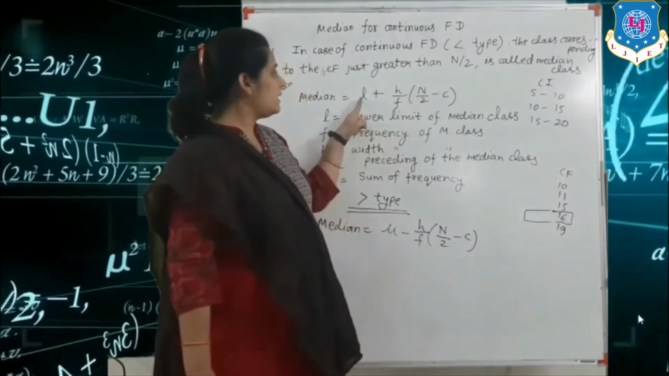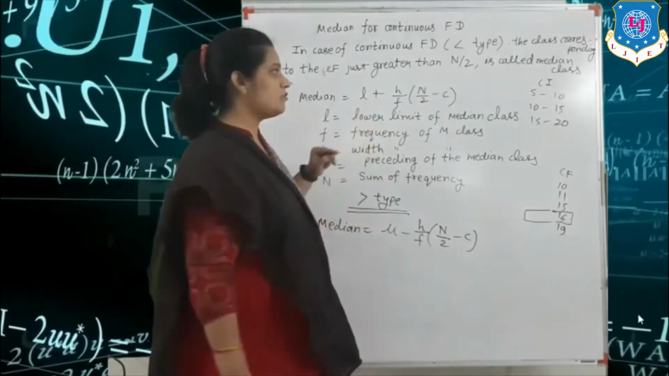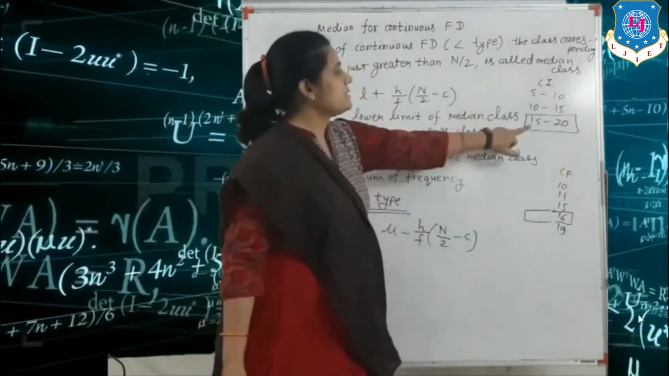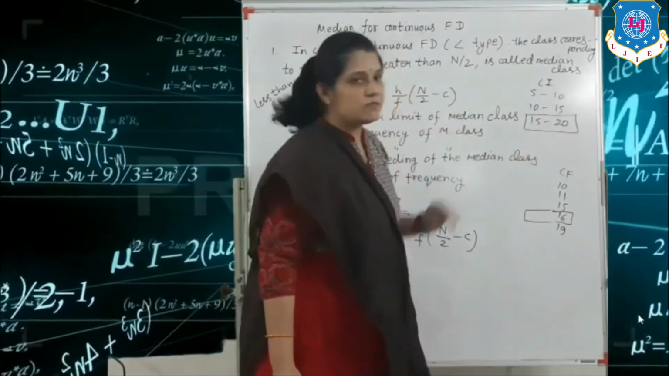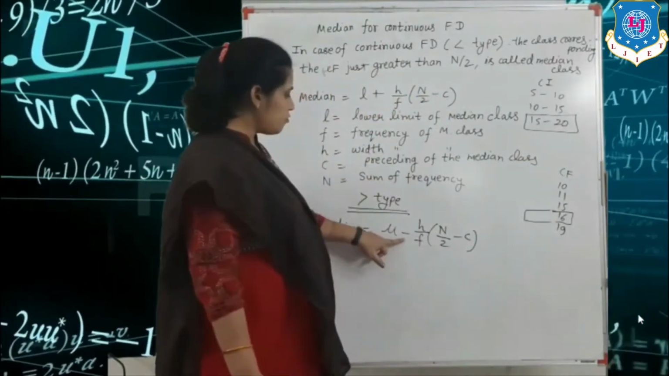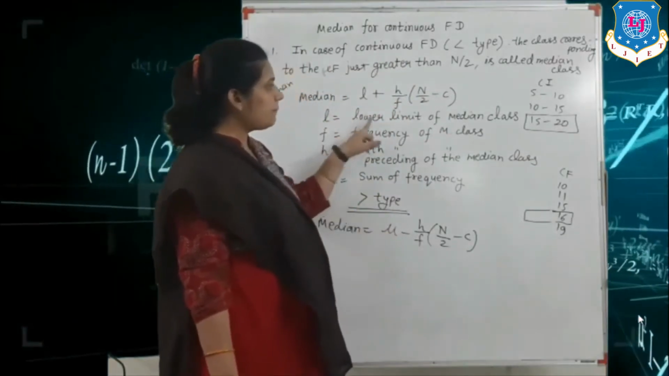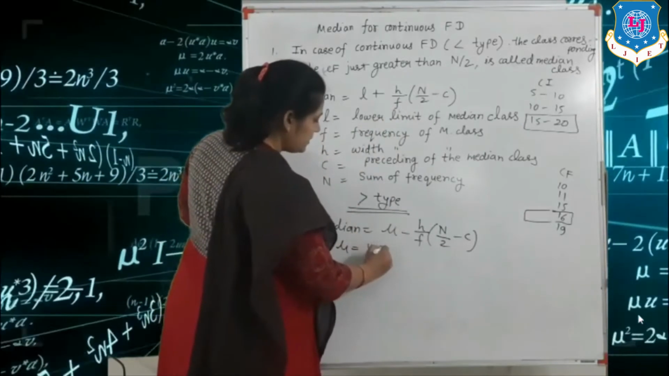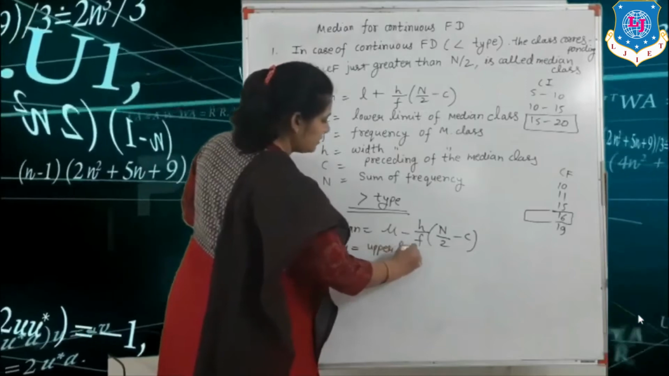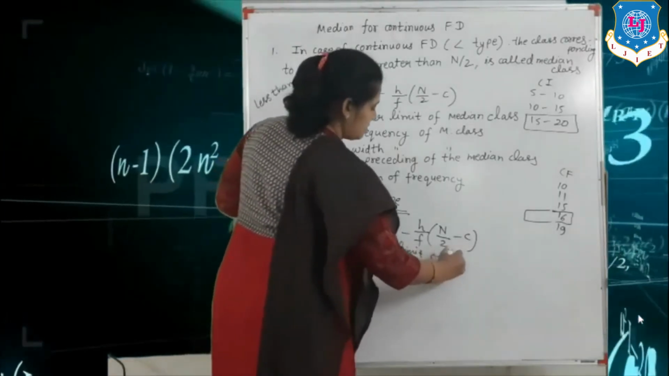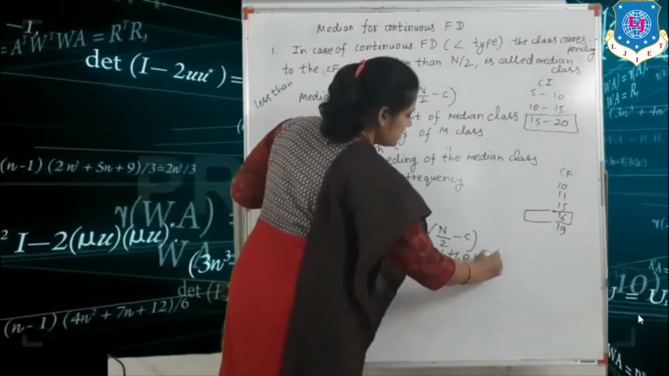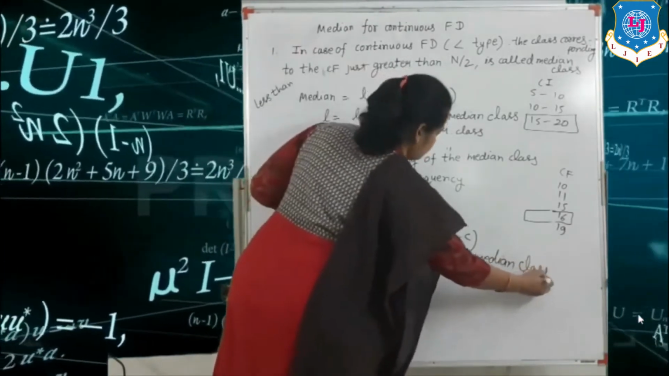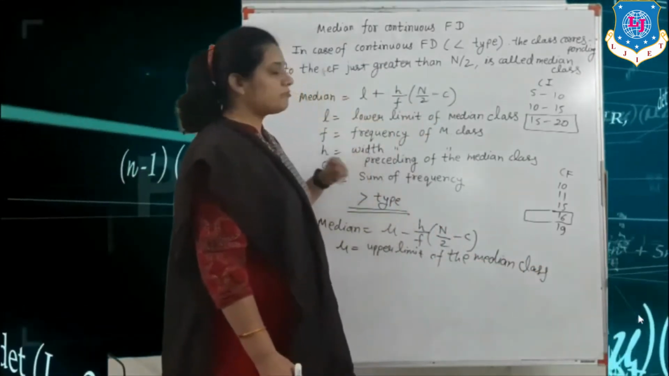Here L is the lower limit of the median class. For example, this is your median class. The lower limit is 15 and the upper limit is 20. The formula is mu minus, so what is mu? Mu is equal to the upper limit of the median class. Next one is h. h is equal to the width of the median class.